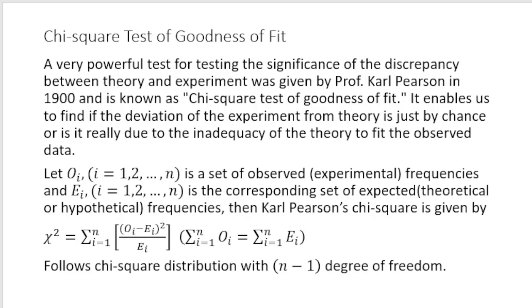So let's start. Chi-square test for goodness of fit. It is one of the most important tests, and before I start problem solving, let us quickly go through it. So it is a very powerful test for testing the significance of the discrepancy between theory and experiment, and was given by Professor Karl Pearson in 1900 and is known as chi-square test for goodness of fit.